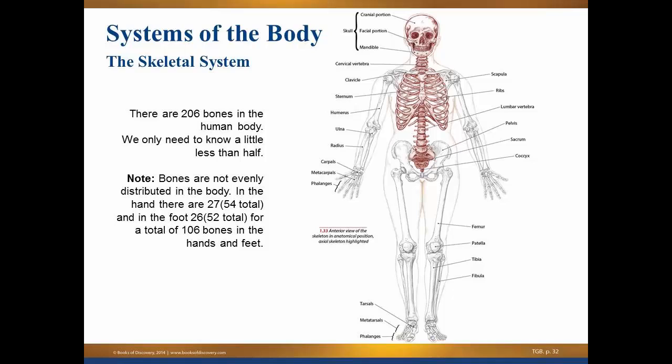And here's a quick fun fact. In one hand, there's 27 bones, 54 in total.